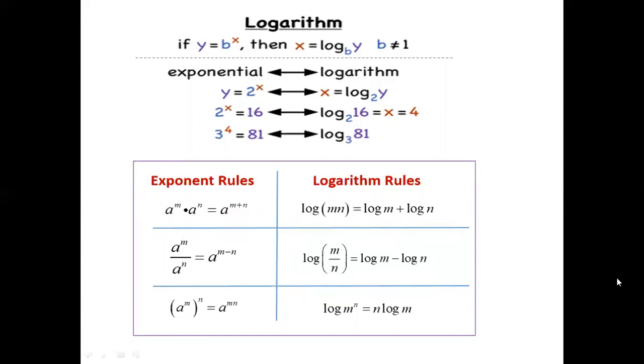Now 3 power 4 is equal to 81. The logarithmic form of this is log 81 to the base 3 is equal to 4. So the 4 is in both.